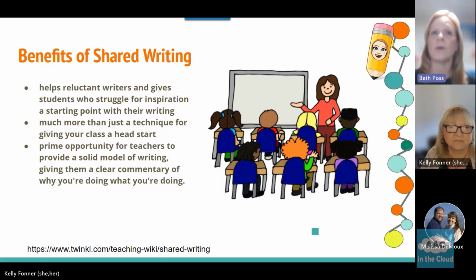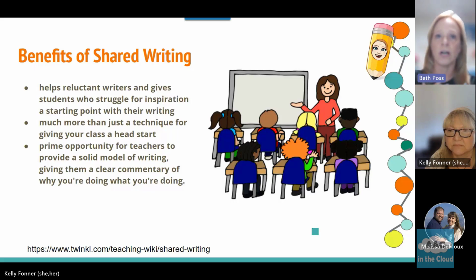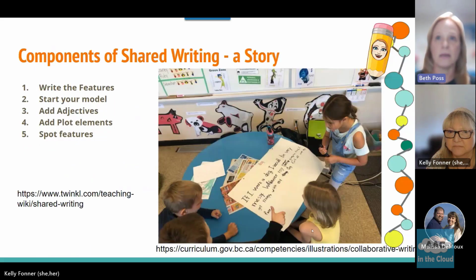And it can be an inspiration for a starting point. It's much more than just a technique for giving your class a head start, right? It allows those teachers to be able to provide a solid model for writing, and you do a commentary of what you're doing as the adult. And we'll give an example of that in just a minute.